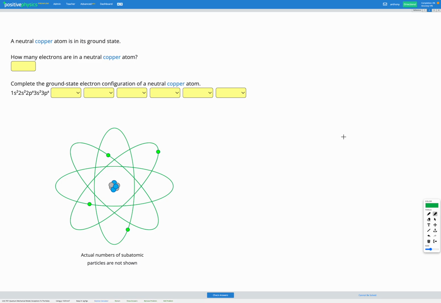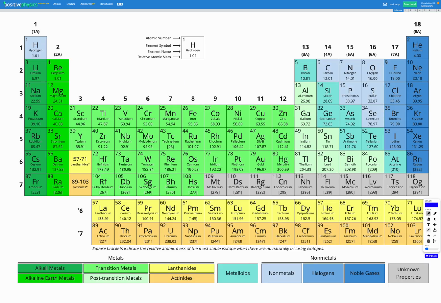In this question, we have a neutral copper atom, and we're trying to find out its electron configuration. So let's head to the periodic table and find copper. And here it is. Copper is here.